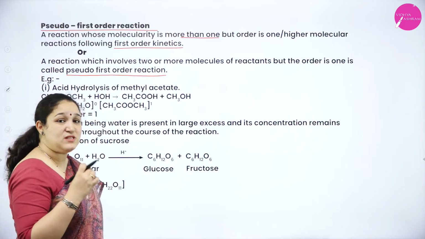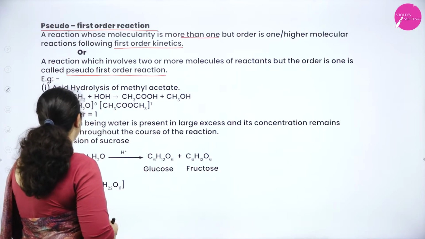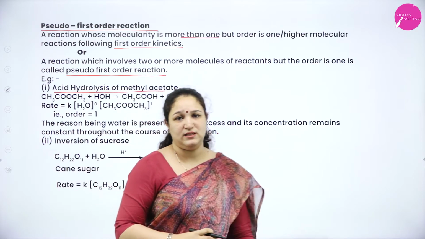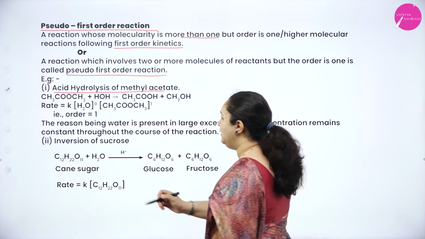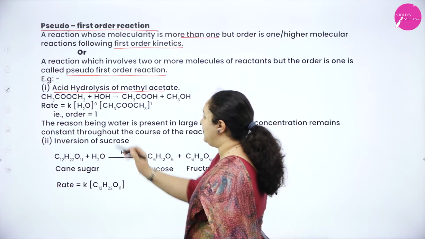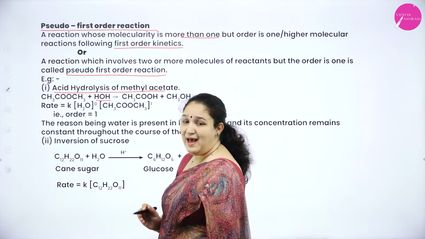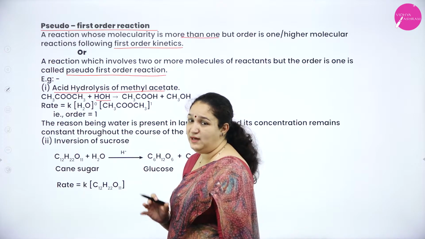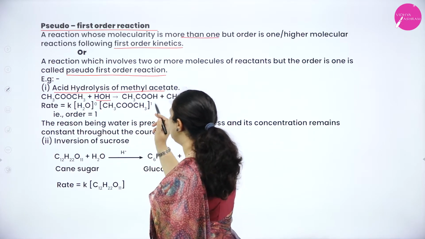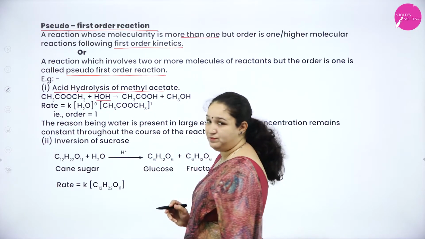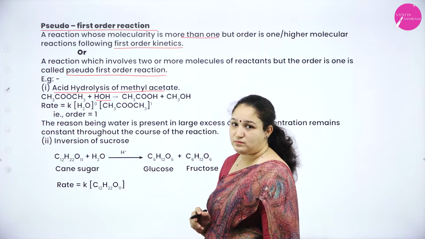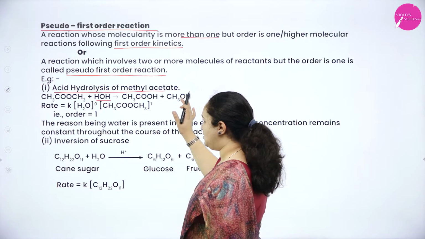Now, examples. See, first example is acid hydrolysis of methyl acetate. If you see the equation here, you have methyl acetate CH3COOCH3 with water. Acid hydrolysis, so water is there in the presence of acid. What happens is CH3COOH will be formed and CH3OH. You will get acetic acid and you will get methanol. So this is the reaction.